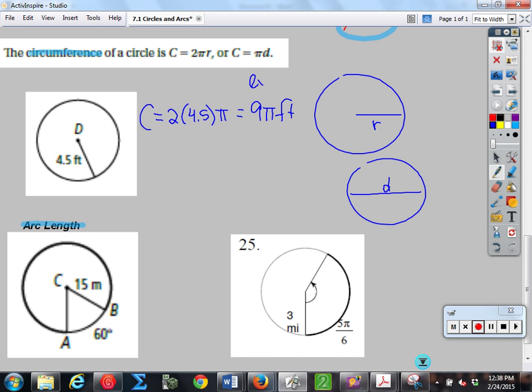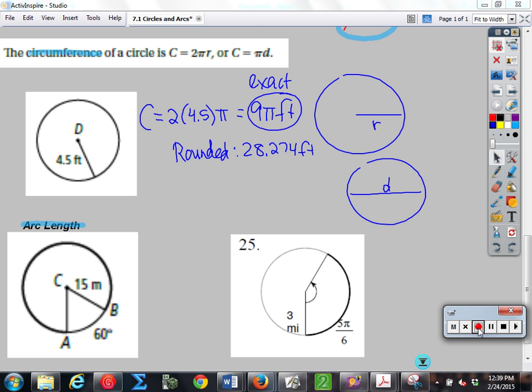And then the rounded answer would just be to plug 9 pi into your calculator. So it depends on if it says exact, and you need this. Rounded, type in 9 pi. If you do this, look at it, 28.274. See if it makes sense. If you get something like 600, you know you're way off.